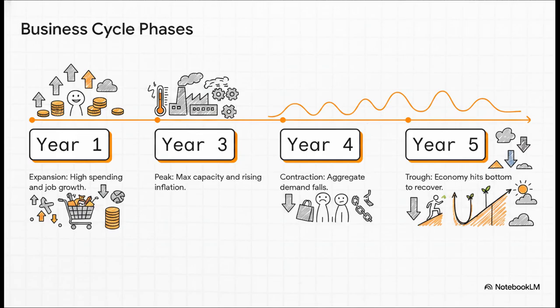Out in the real world, the economy never flies in a perfectly straight line, does it? It moves through periods of turbulence that we call the business cycle. Growth naturally undulates around an average trend line, so we experience periods of expansion where spending is high and jobs are super plentiful. But eventually we hit a peak, capacity gets totally maxed out and inflation heats up. That gives way to a contraction or a recession, where aggregate demand falls, output drops, and unemployment spikes, eventually hitting a rock bottom known as a trough, right before the whole cycle begins all over again.